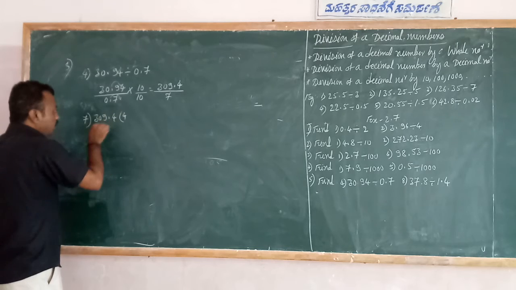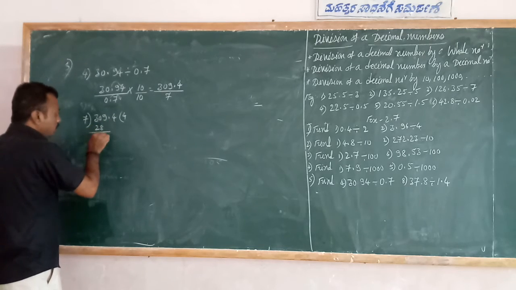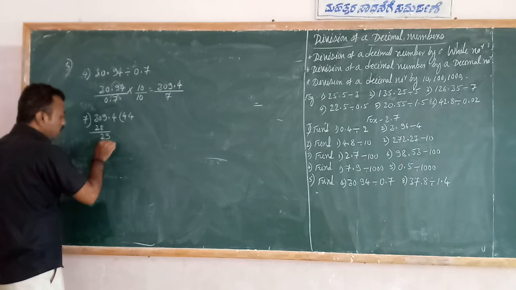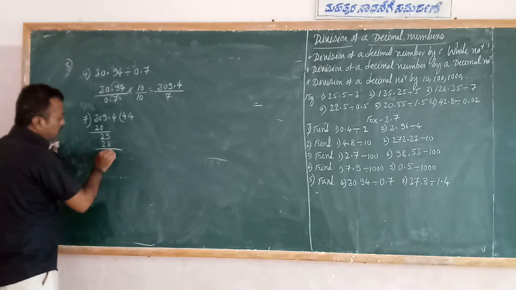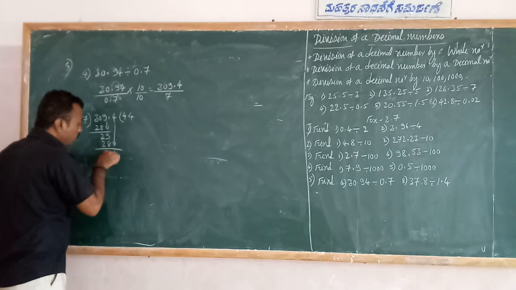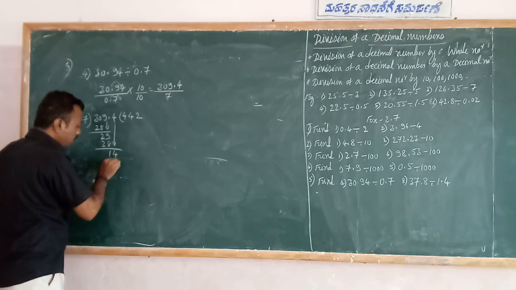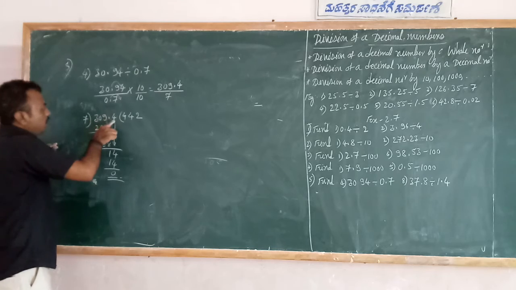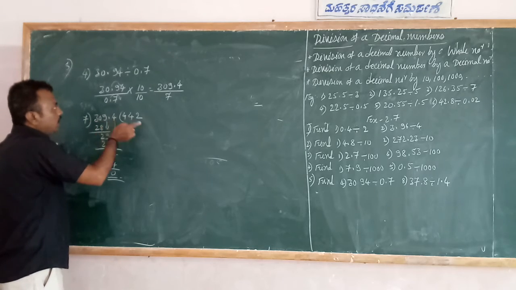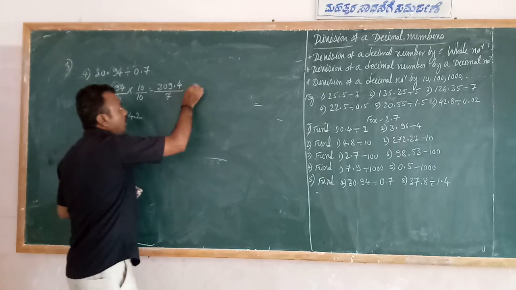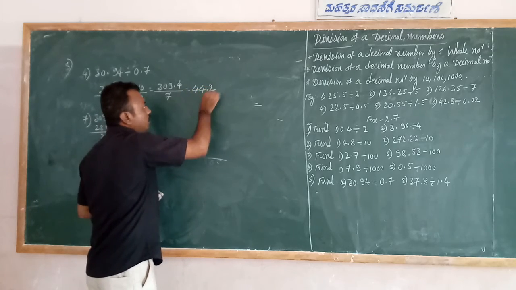7 4s are 28. So remaining is 2. 29 becomes. Again 7 4s are 28. Is it right? So remaining is 1. So what is the next digit? Here the 9. Here the next digit is 4. 7 2s are 14. So remainder is 0. Now after the point, how many digits are there? One digit. That's why we have to leave one digit from the right side of the number. Therefore 44.2 is the answer.